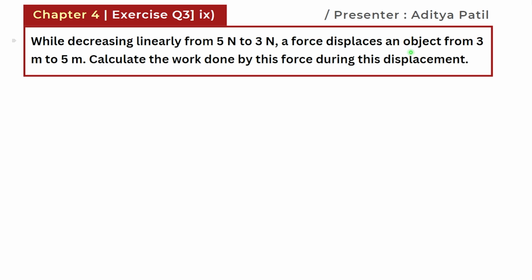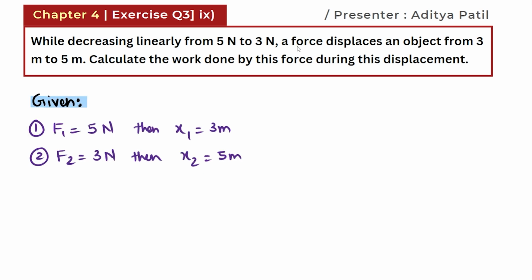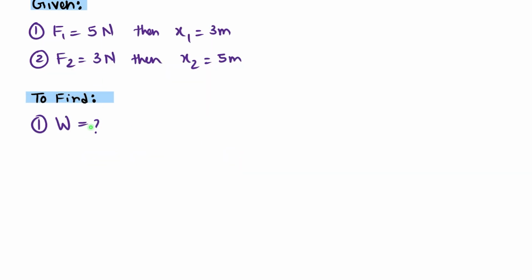So for a displacement of 3 meters, our force is 5 Newton, and when the displacement increases to 5 meters, our force reduces to 3 Newton. And that becomes our given set of data as well. So our F1 is 5 Newton for a displacement of 3 meters, F2 is 3 Newton for a displacement of 5 meters. As I said, linearly decreasing. Based on this, we need to calculate the work done by this force during this displacement, from 3 to 5 meters.